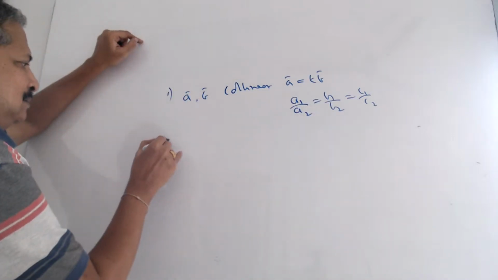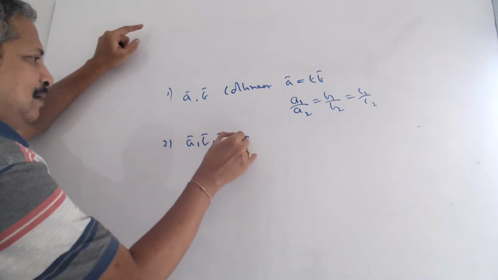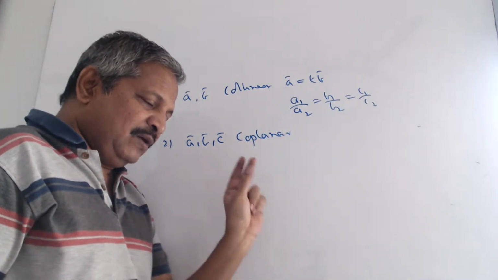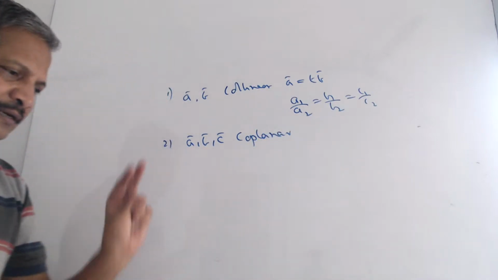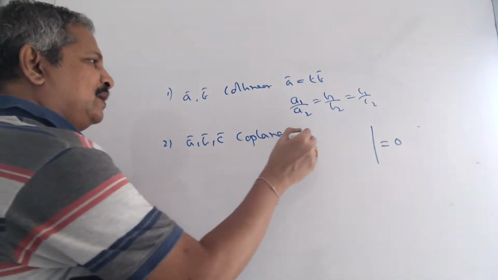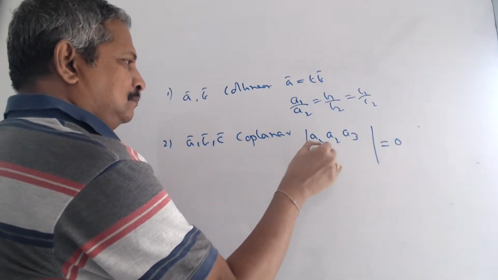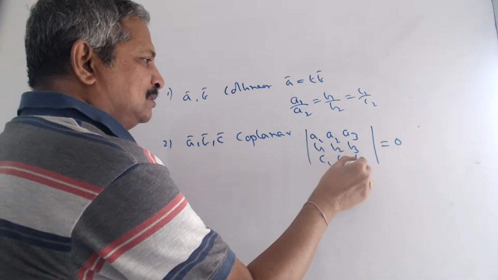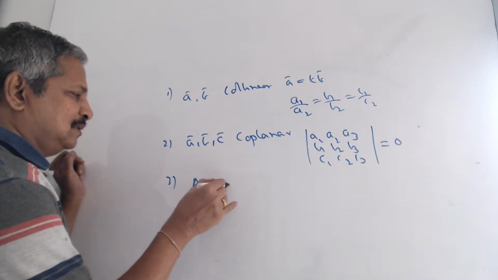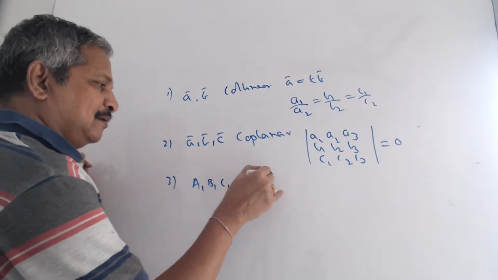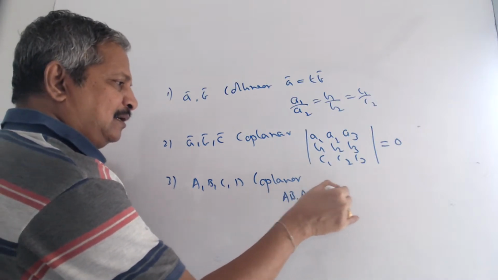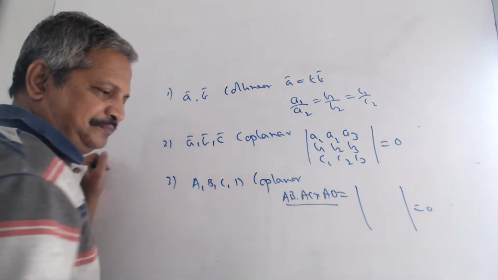Next, A bar, B bar, C bar are coplanar. Coplanar is also called linearly dependent. One vector depends upon the other two. For linearly dependent or coplanar vectors, the determinant is 0. Whereas if 4 vectors A, B, C, D are coplanar, then AB dot AC cross AD, or the determinant of those vectors taken three at a time, is 0.